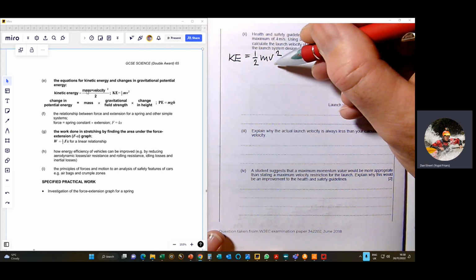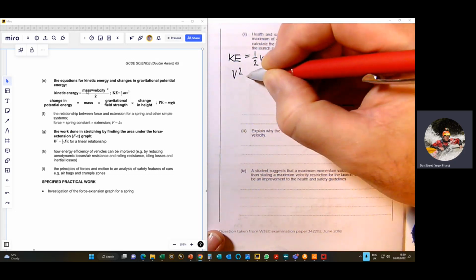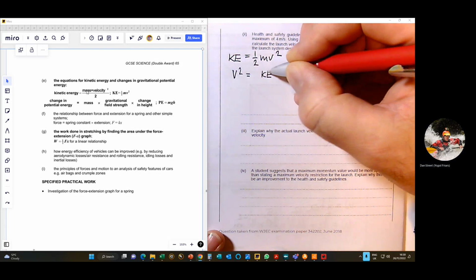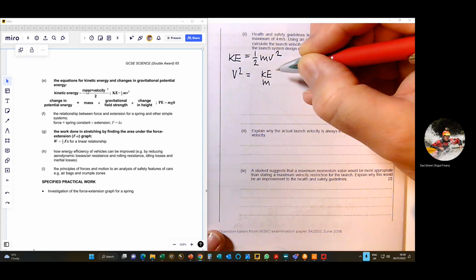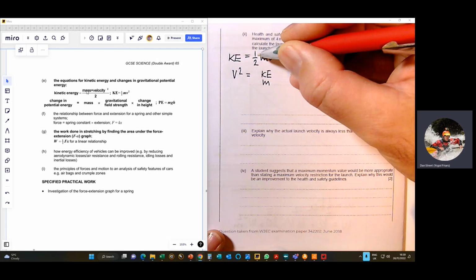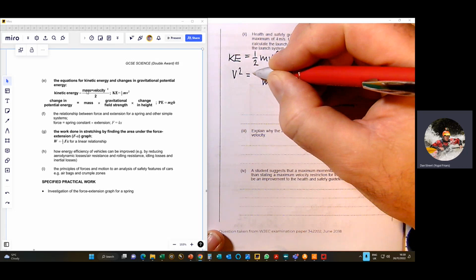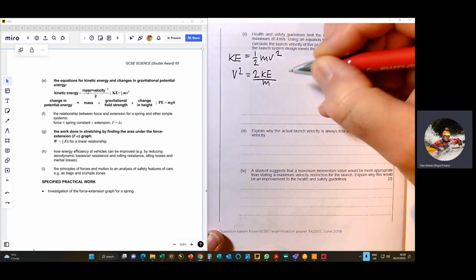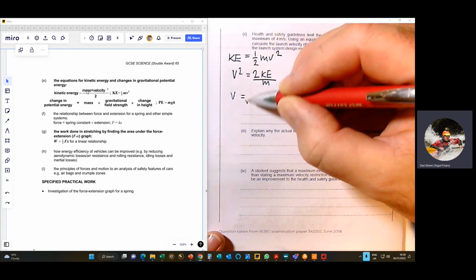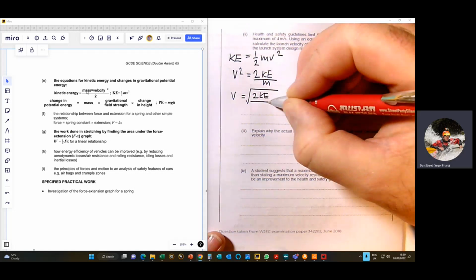So we need to rearrange this equation. To do that, we would get v squared, so we'd have to have the KE divided by m, and then if you multiply by 2, that would get rid of the half. Okay, so it's 2 KE over m. We don't want v squared, we want v. So we need to take the square root of both sides. So that would be the square root of 2 KE over m.